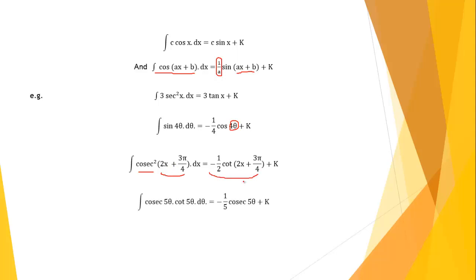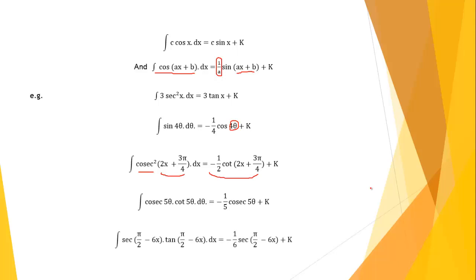Integral of cosec 5 theta dot cot 5 theta with respect to theta equals negative 1 over 5 cosec 5 theta plus the arbitrary constant. So the integral of cosec 5 theta dot cot 5 theta is cosec 5 theta, and also by differentiating the terms inside with respect to theta we get 5. So the whole result is divided by 5.